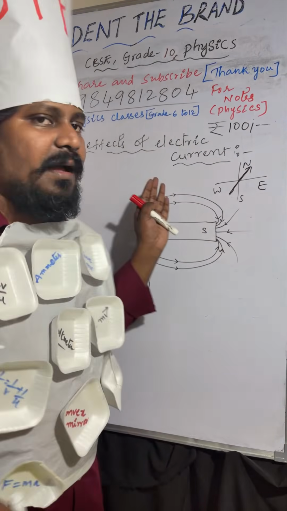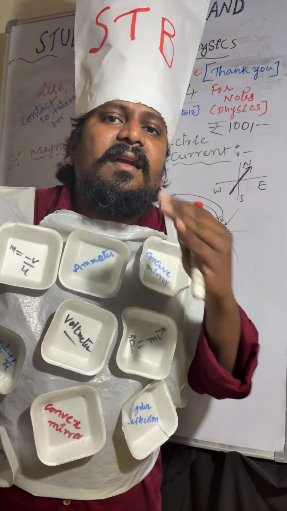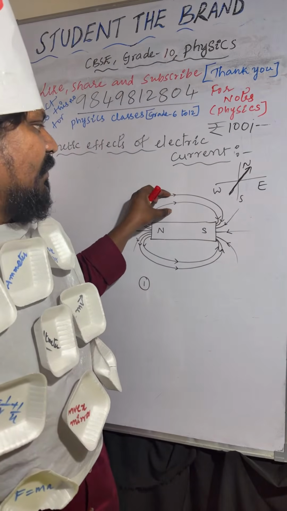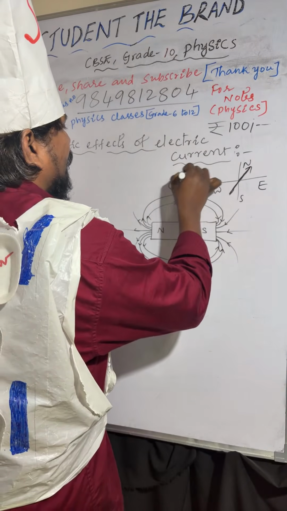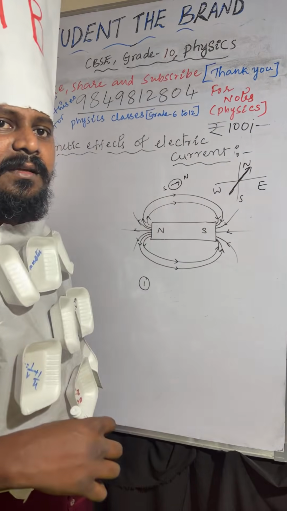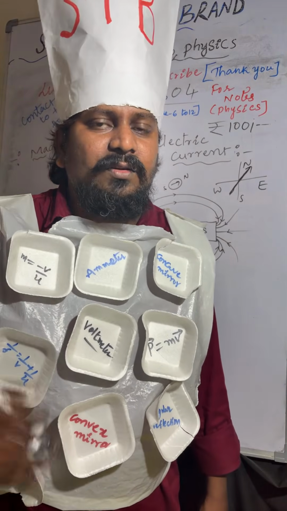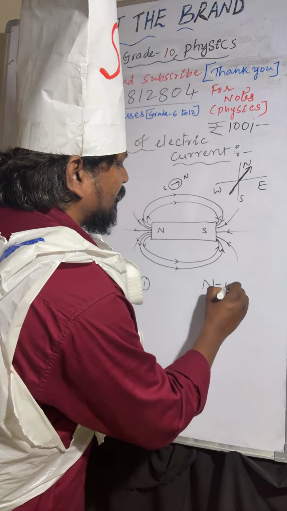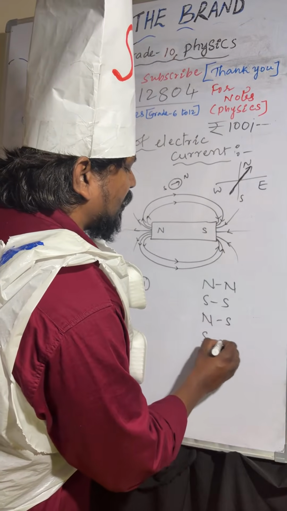So if you place the compass over it, automatically it shows the direction of the magnetic field. If you place it anywhere near here, the compass will show this is north, this is south, because south and north will attract. Two dissimilar poles will attract. Two similar poles will repel. So if I take north, north, they repel; south, south repel; north, south attract; south, north attract.